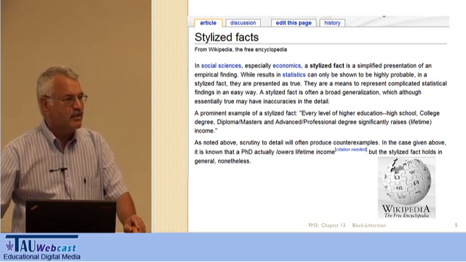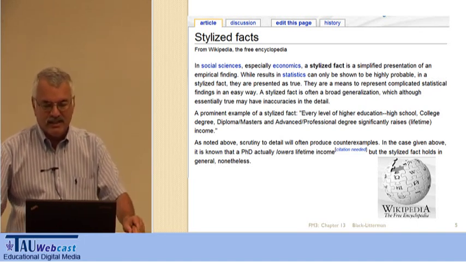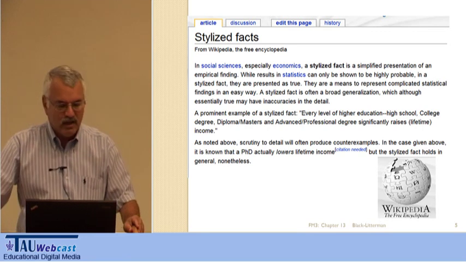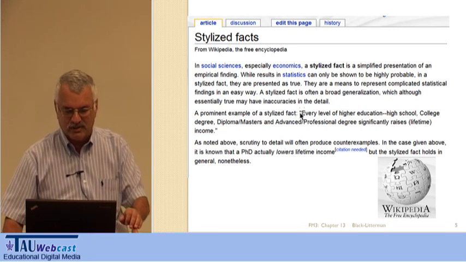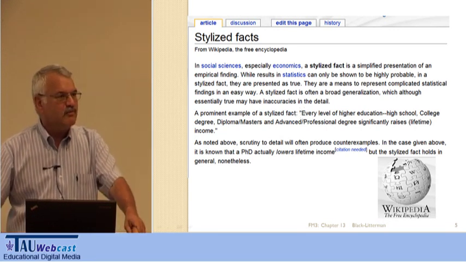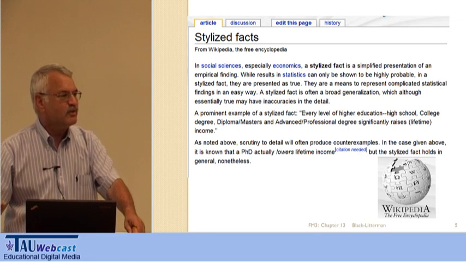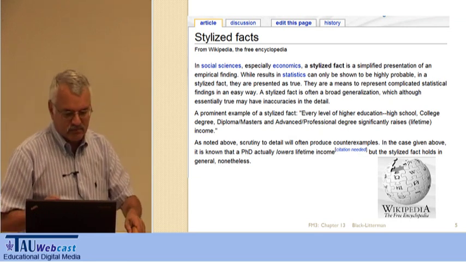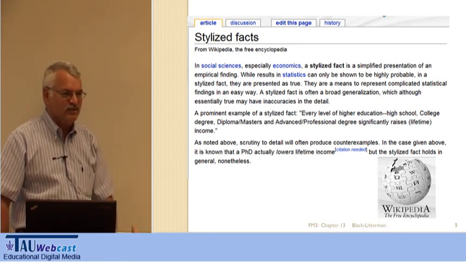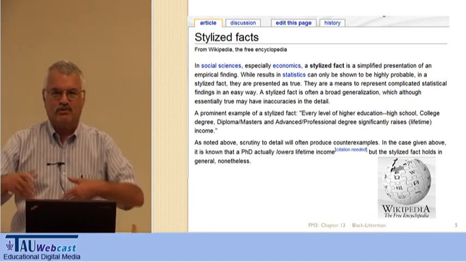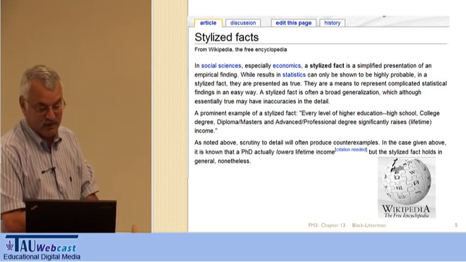The Wikipedia entry for stylized fact says, in social sciences, especially economics, a stylized fact is a simplified presentation of an empirical finding. And then it gives some examples. So here's an example. Every level of higher education, high school, college, diploma, significantly raises lifetime income. Okay? It's actually not totally true. You can, as the next paragraph says, find people who have PhDs that reduces your income. Not in my case, let me say. I'm a very happy person with my PhD.